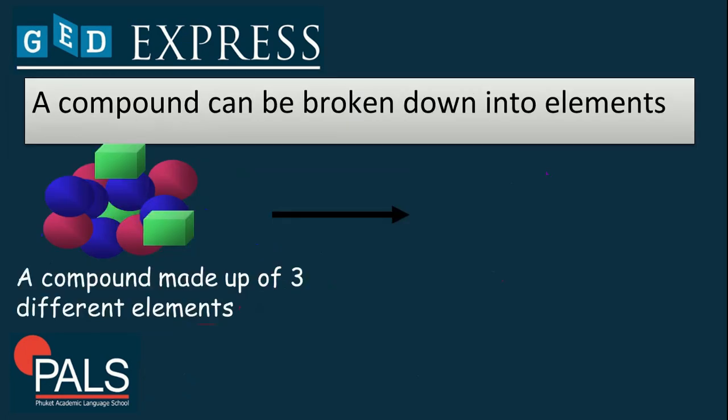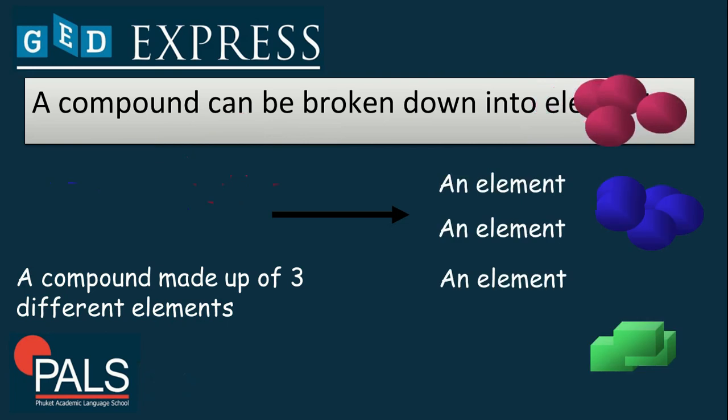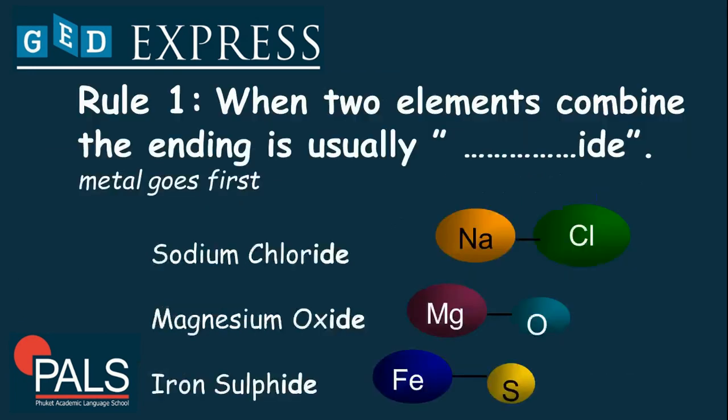Now, a compound can be broken down into elements. For example, a compound made of 3 different elements, such as the one on your left, can be broken down into these pieces: an element, another element, and another element.